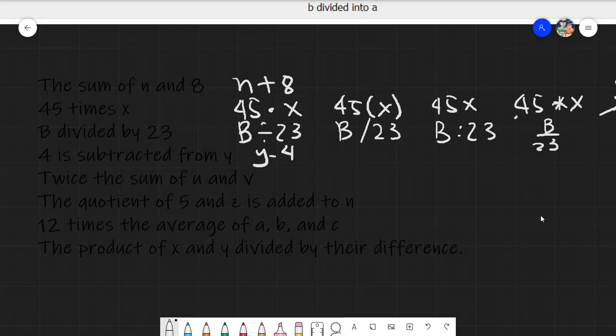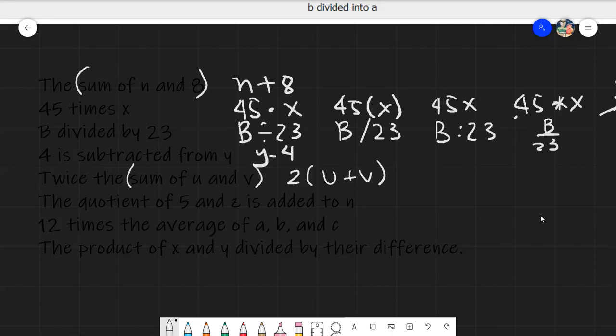Next one. Twice the sum of U and V. Now, there's a term here, twice. So what do we do when we talk about twice? If you hear the word twice, you will multiply by 2. So when we talk about these kinds of cases, like the sum of N and 8, the sum of U and V, this one is actually considered as one operation. So therefore, I would have a parenthesis here, U plus V.